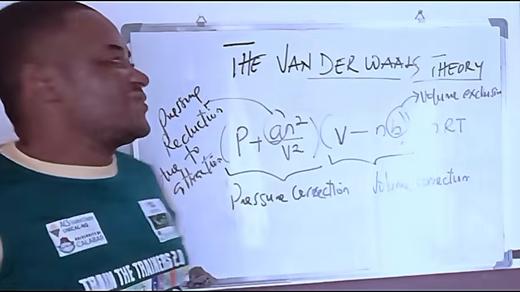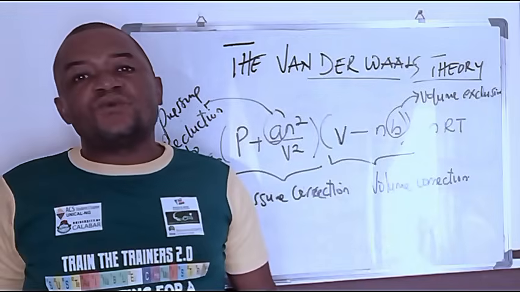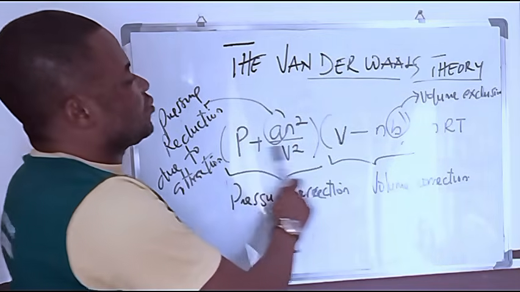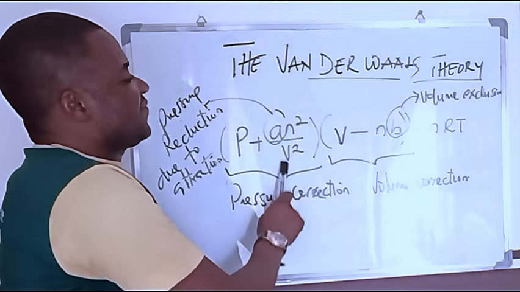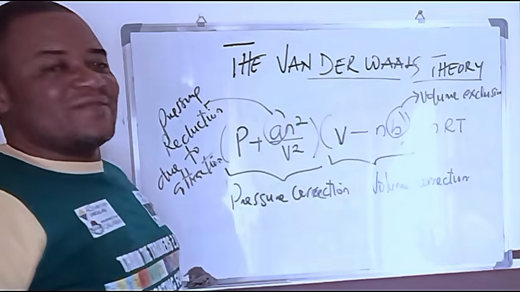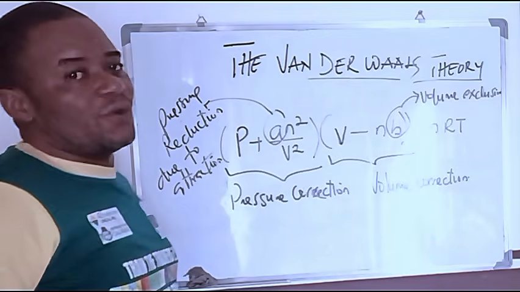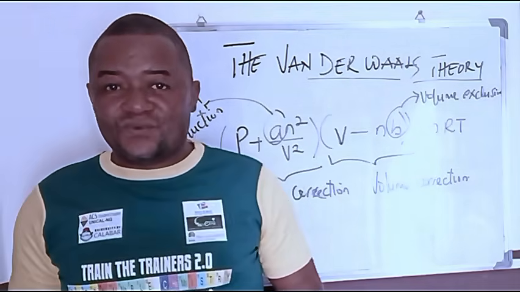Okay, so today we are going to look at the Van der Waals theory. You heard of the Van der Waals equation, and this is the Van der Waals equation: P plus an squared over V squared, multiplied by V minus nb, equals nRT. This defines the Van der Waals equation. But why do we have to talk about the Van der Waals equation?